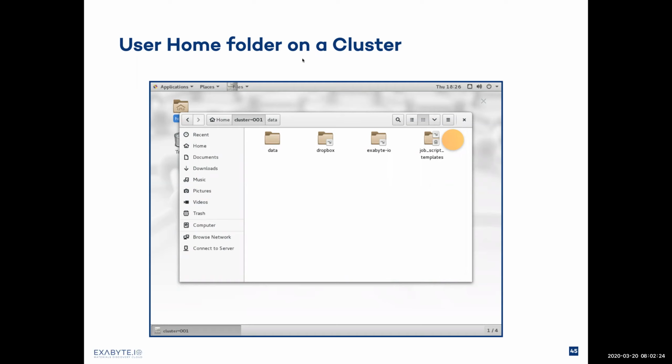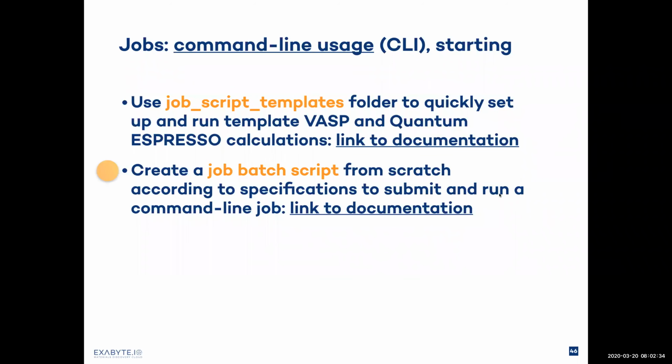This is the user home folder on a cluster, and here we see the JavaScript templates folder that contains the JavaScript template files, bash scripts, and Quantum Espresso and VASP example inputs. So there are two ways to quickly run a command line calculation. We can either use this JavaScript templates folder, or the second option is to create a job batch script and the input from scratch. And this is what I will demonstrate. For that, we can use the documentation tutorial.